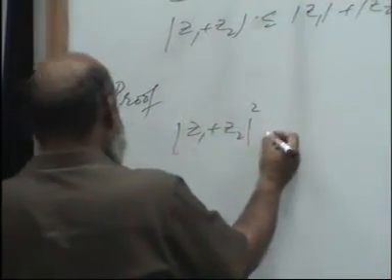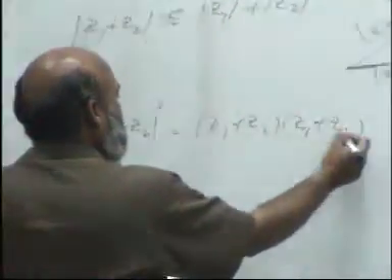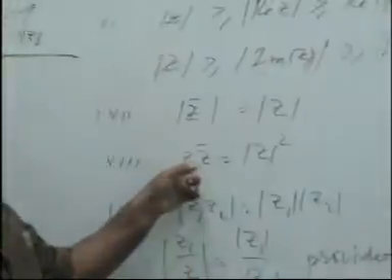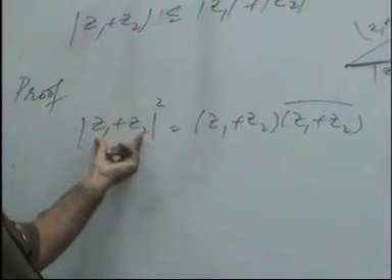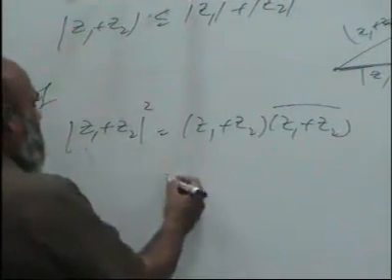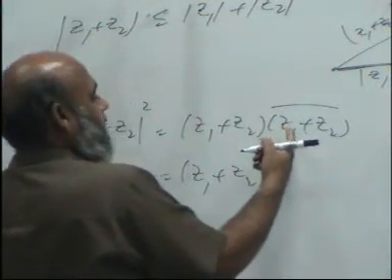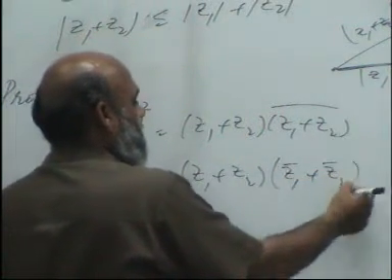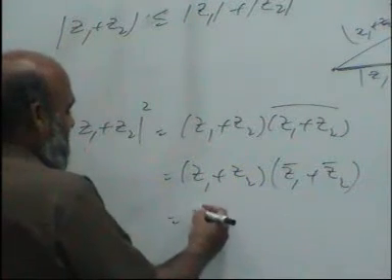This square, by definition, is the product of the complex number and its conjugate. So this square means the product of this number and its conjugate, right? We can use another property, that the conjugate of the sum is the sum of the conjugates. Okay, so we can multiply.